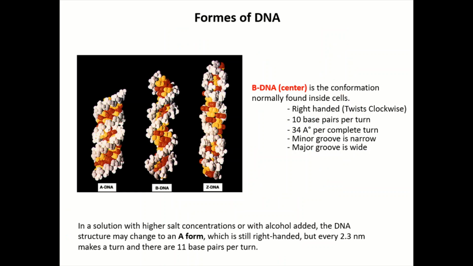Next is the forms of DNA. There are different forms of DNA, as you can see: A DNA, B DNA and Z DNA. So there are three forms of DNA.